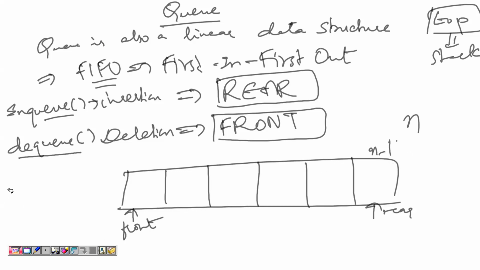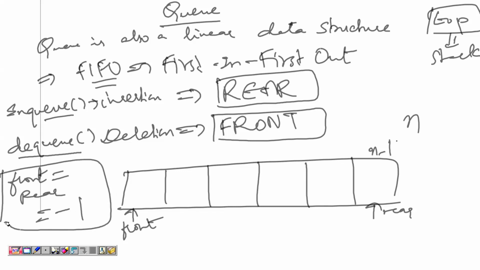Initially, when the queue is empty, front and rear will both have the value minus 1. Front will be pointing to the first position, and rear will be pointing to the last index. You can also start with the rear pointing to the left and the front pointing to the right. It's our wish how we take it. But one thing you have to remember: whenever the front value and rear value equal minus 1, that indicates the queue is empty.